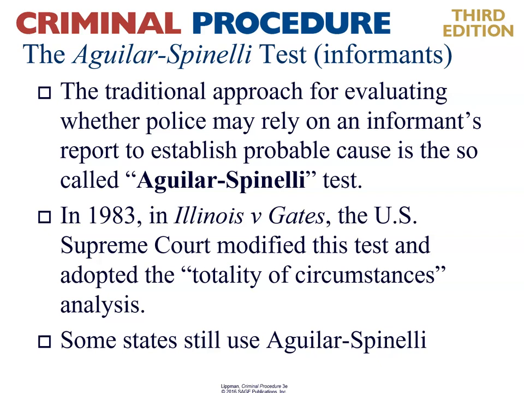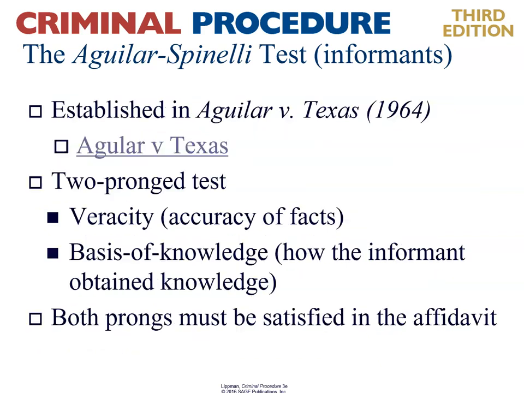Now, in 1983, in another case, Illinois versus Gates, the U.S. Supreme Court modified this Aguilar-Spinelli test to the totality of circumstances. But some states still use that older Aguilar-Spinelli. And this test, Aguilar-Spinelli, was established in 1964 in the case Aguilar versus Texas. And I have a link there that you can take a peek at if you want to.